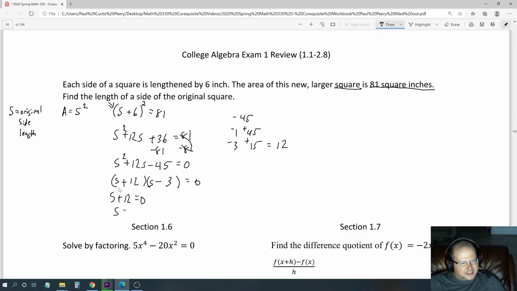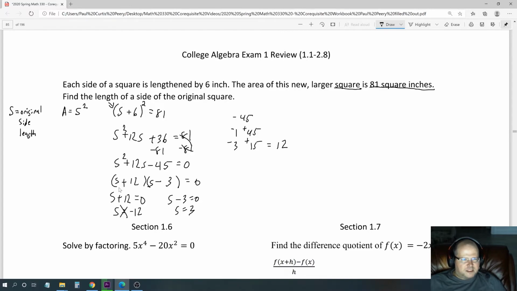So it's going to be s is equal to negative 15. That doesn't make any sense, so that's not a valid answer because you're not going to have a negative 15 dimension for the side. The other one is s minus 3 equals 0, which means s is equal to 3, which in this case does make sense. This side would be equal to 3.